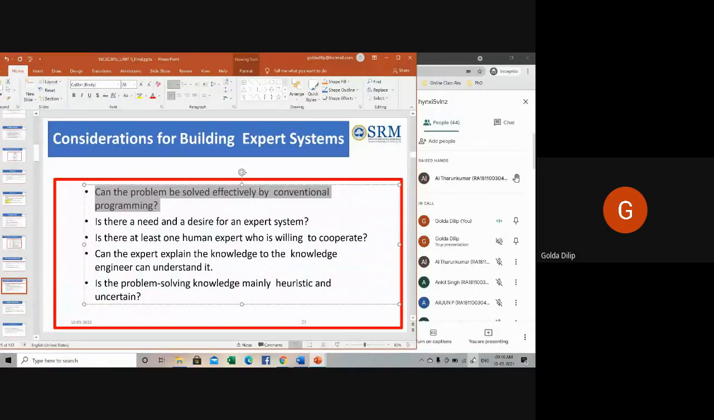Then, is the expert willing to cooperate? Is the expert in a position to explain the knowledge to the knowledge engineer, so that he can elicit or extract the knowledge and put it into the knowledge base? Then, is the problem solving knowledge mainly heuristic or uncertain? All these are facts which have to be taken into consideration when you're trying to build an expert system.